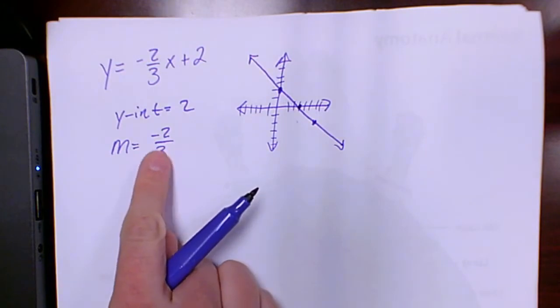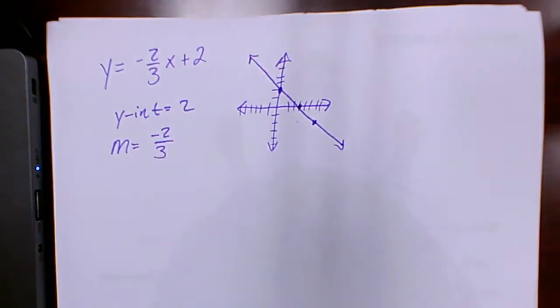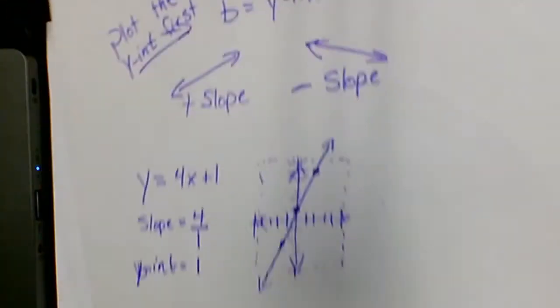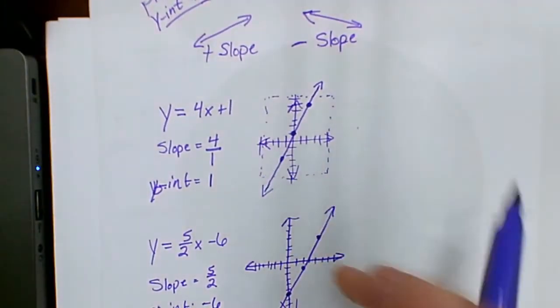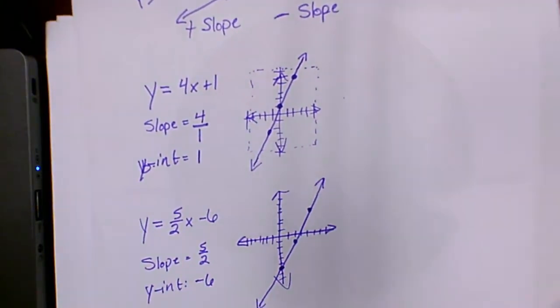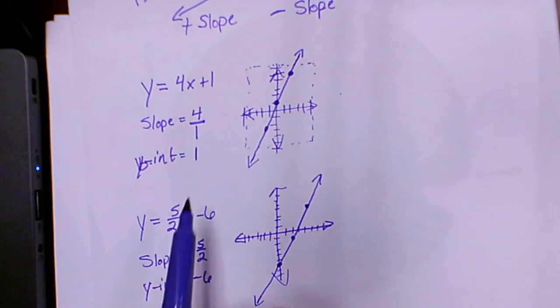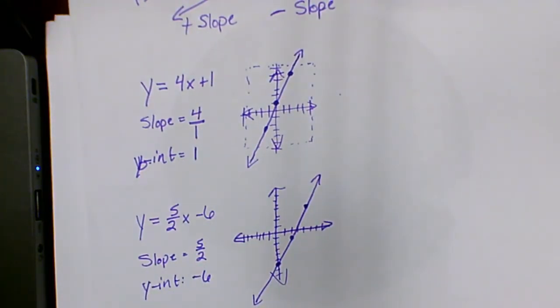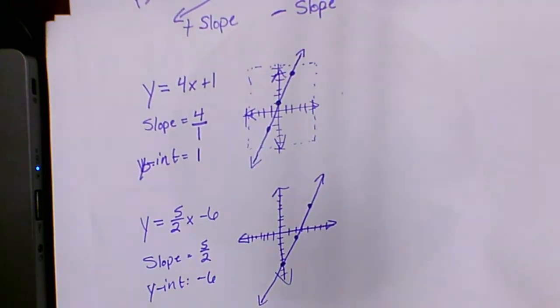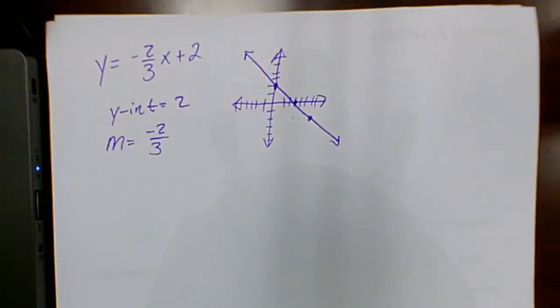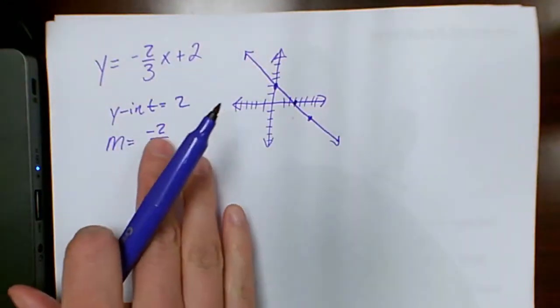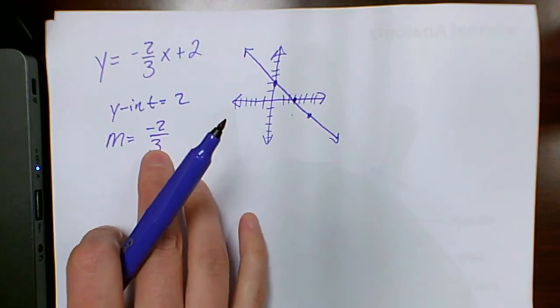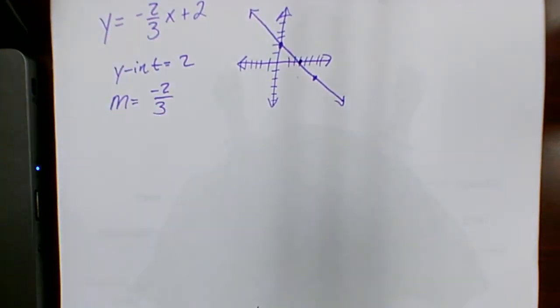Well, that's because our slope was negative. On these other ones, both of our lines were going uphill because our slope was positive. So that's one way to check to see if you've gone the correct direction on your slope, is to check to see if your lines are going the correct way with what your slope is saying.